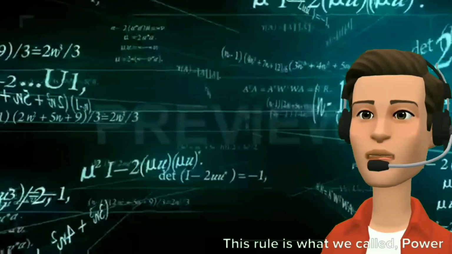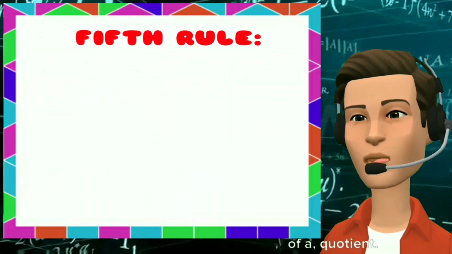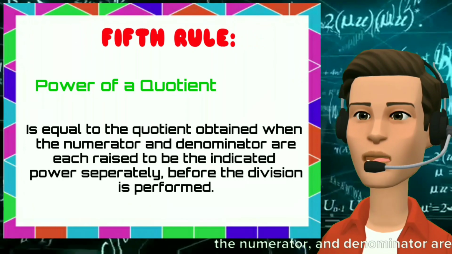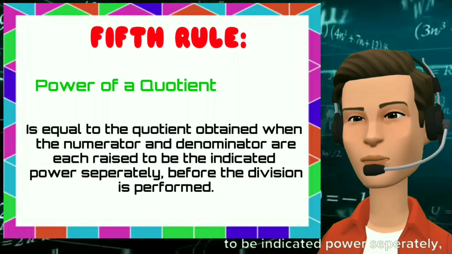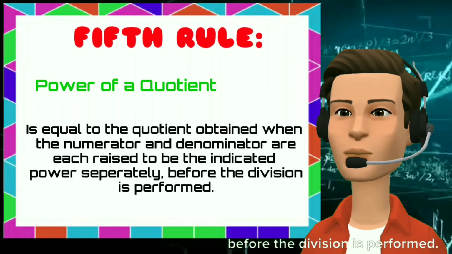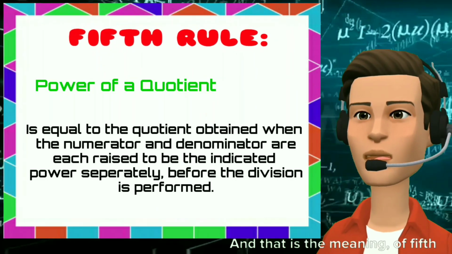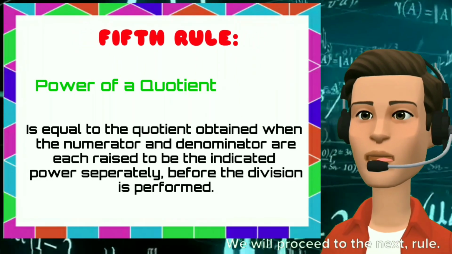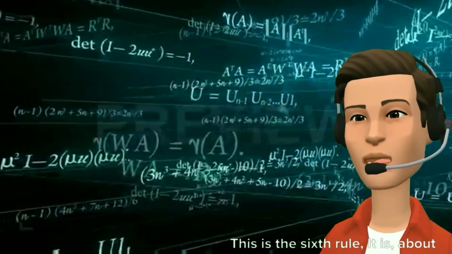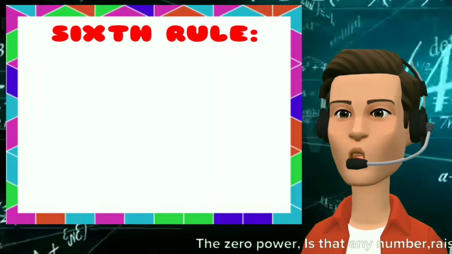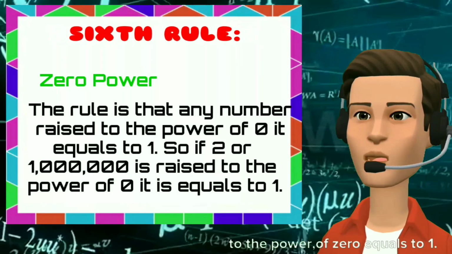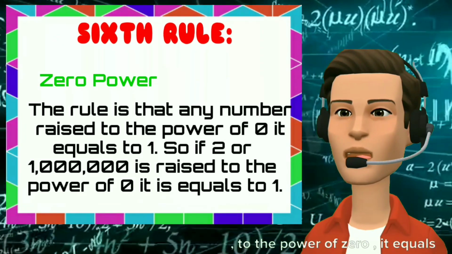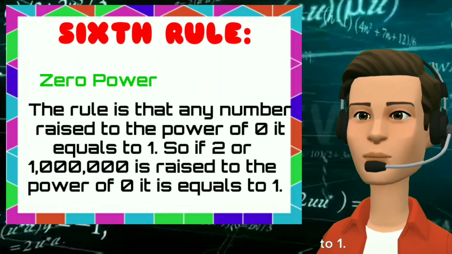Next is the fifth rule. This rule is what we call power of a quotient. The meaning of the fifth rule is that it is equal to the quotient obtained when the numerator and denominator are each raised to the indicated power separately before the division is performed. And that is the meaning of the fifth rule, power of a quotient. And now, we will proceed to the next rule. This is the sixth rule, about zero power. The zero power rule is that any number raised to the power of 0 equals 1. So if 2 or 1 million is raised to the power of 0, it equals 1.